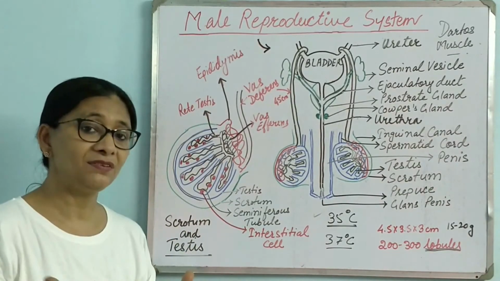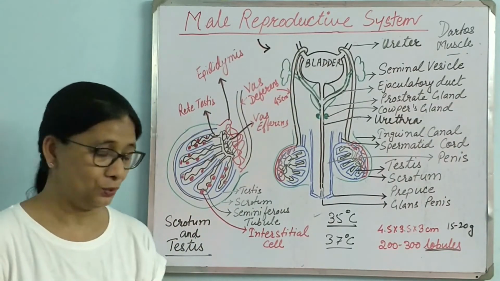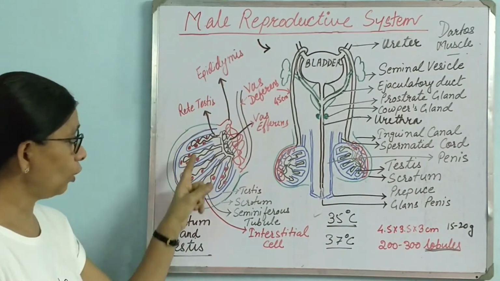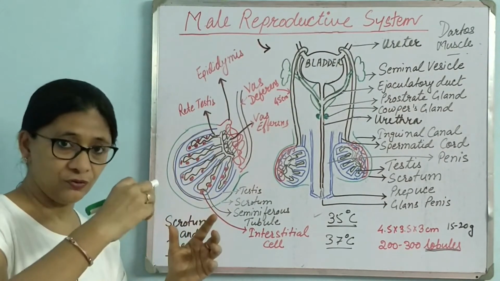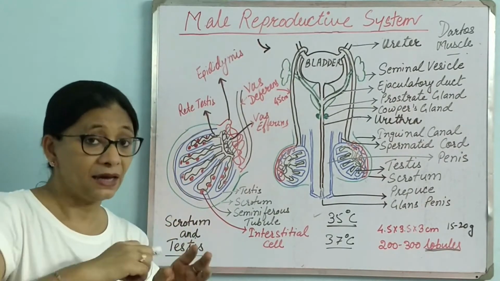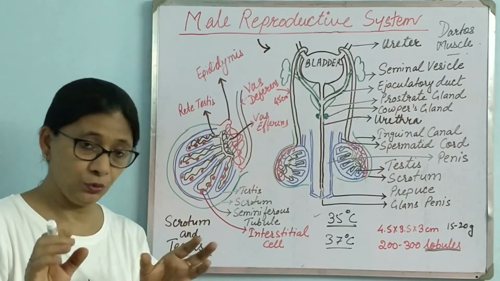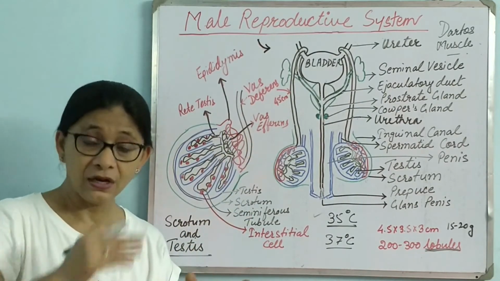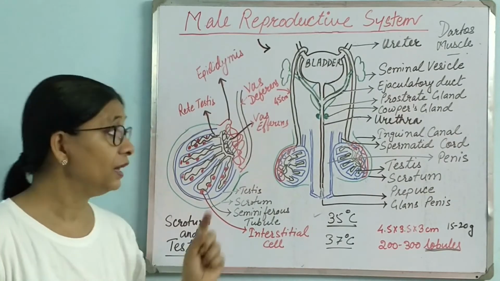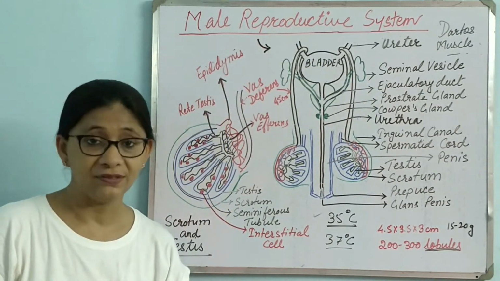So this is what makes the system a bit confusing, as I told you. Lot of ducts and canals are there. So let us see once again. From the lobules the seminiferous ducts will come out, which is known as rete testis. Rete testis will unite and again give out tubules which will be known as vasa efferentia. Vasa efferentia will again unite and form a highly convoluted structure which is known as epididymis.